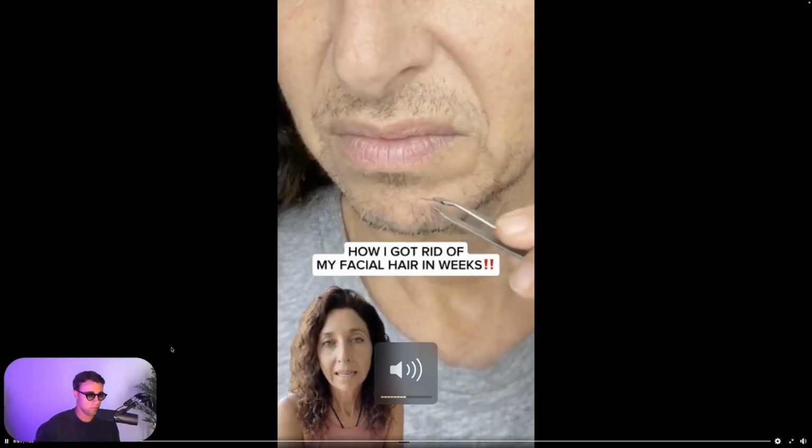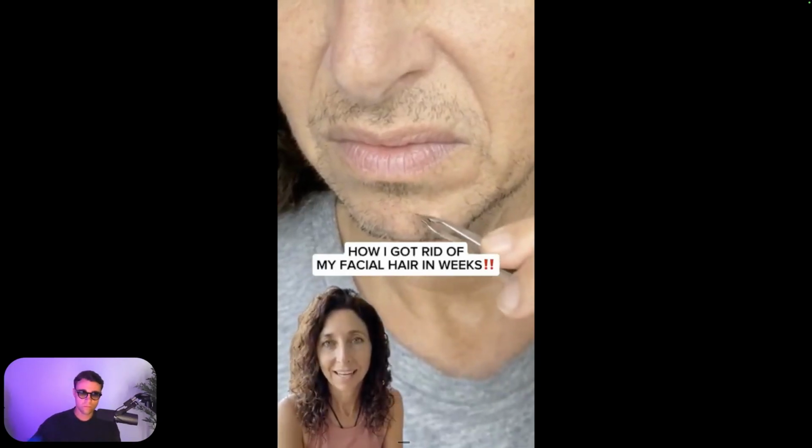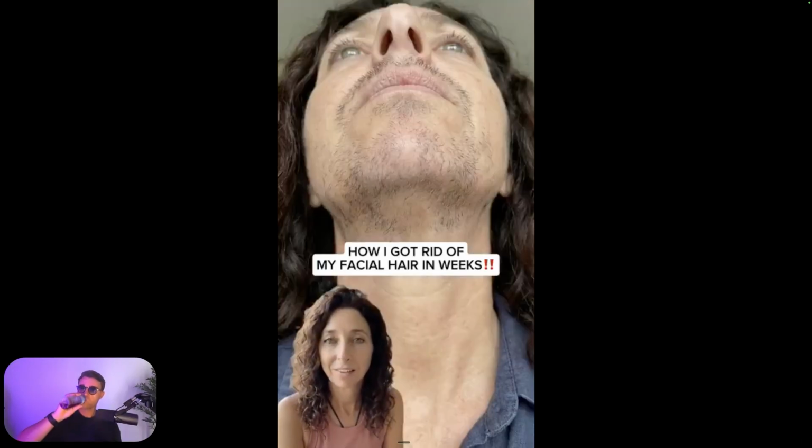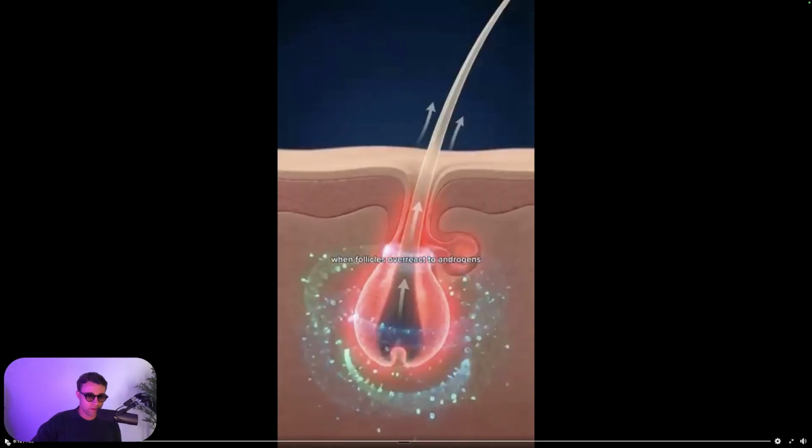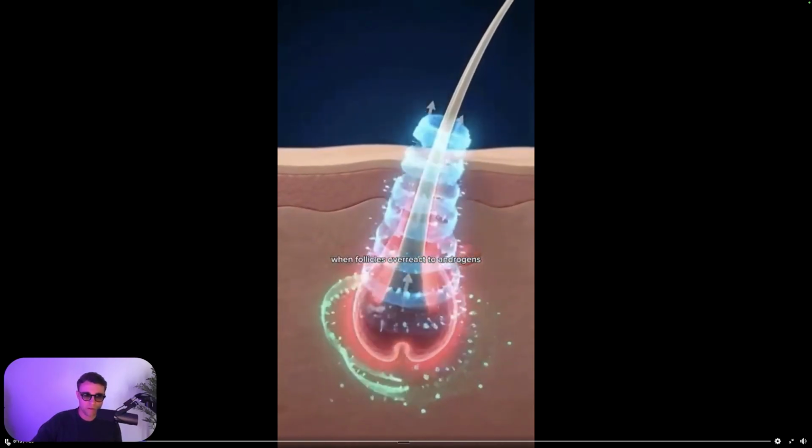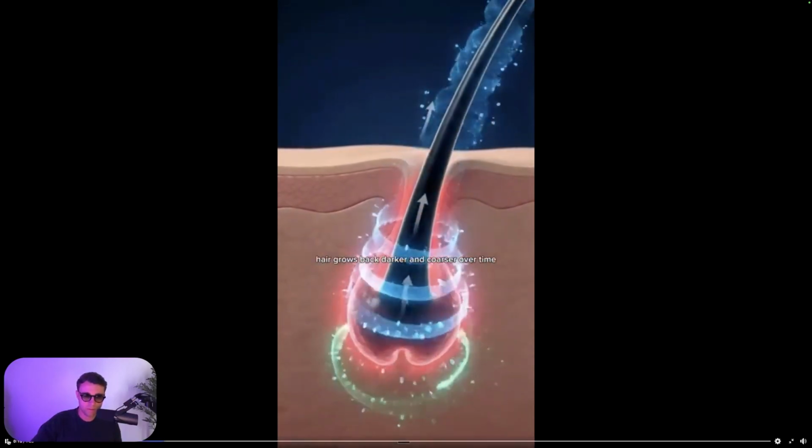You done with plucking facial hair every single day? There's a reason it keeps coming back thicker, and most removal methods never address it. The real issue is follicle sensitivity to hormones. Follicles overreact to androgens, hair grows back darker and coarser over time. Plucking, shaving, and waxing only treat the surface. They never solve why it's happening in the first place.